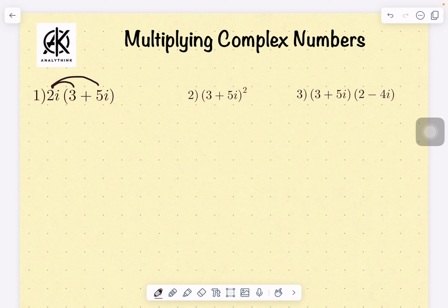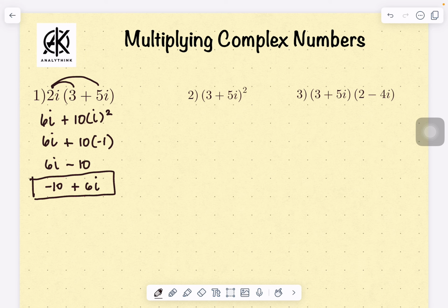So 2i times 3, you have 6i. And then 2i times 5i, you have plus 10i squared. Now, we know that i squared is equal to negative 1. So you have 6i plus 10 times negative 1. Simplifying this, you have 6i minus 10. And then writing this in standard form, you have negative 10 plus 6i. So this is our final answer.